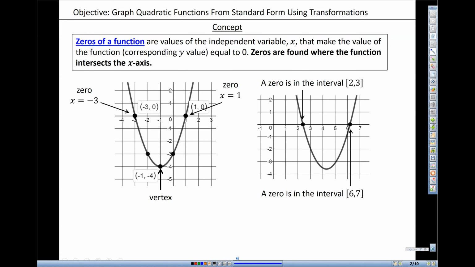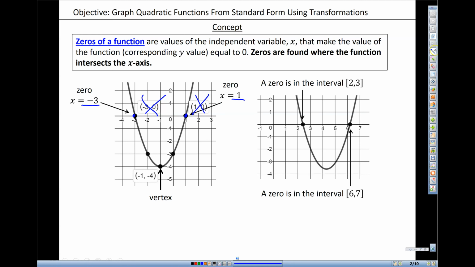Another thing that we're going to be doing once we create a graph is identifying the zeros if we can exactly. So remember, those are the x values of the points on the x-axis. So the zeros would be -3 and +1, not the ordered pairs.